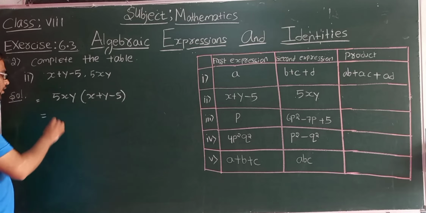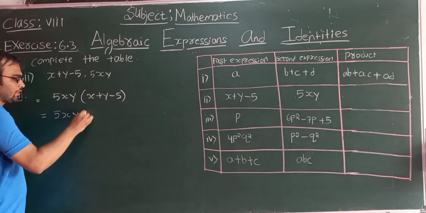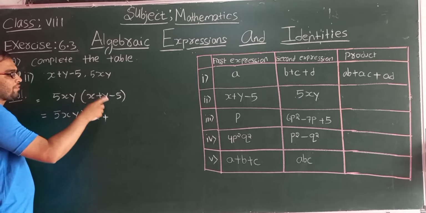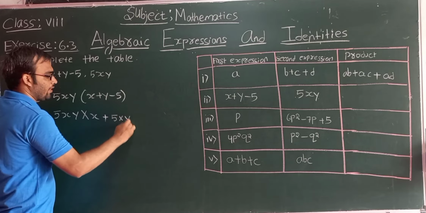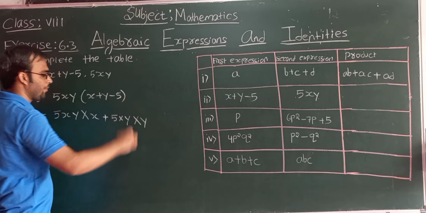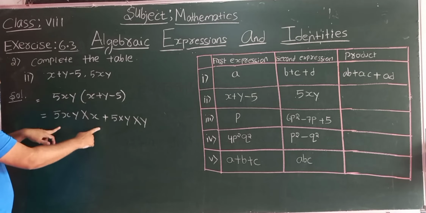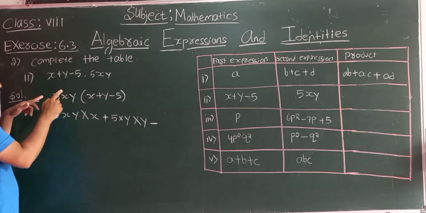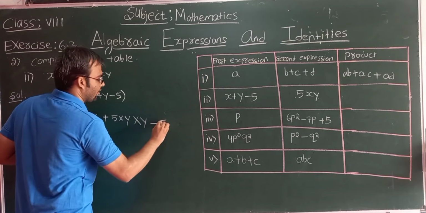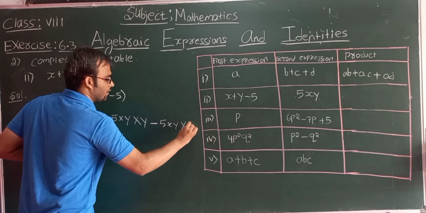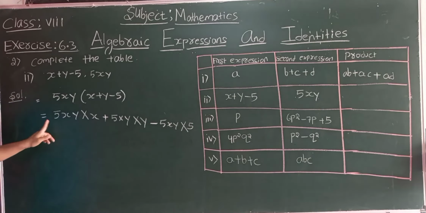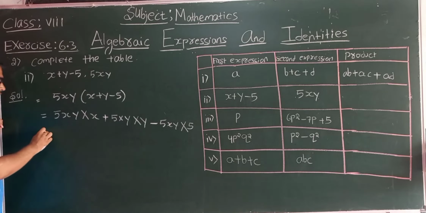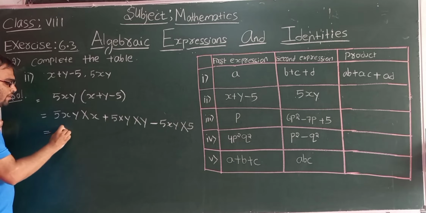with the 5. Okay, so here 5xy into x, so here plus is there, so write plus 5xy into y. Okay, 5xy into x, 5xy into y. Next here minus is there, so write minus. Next 5xy with the 5. Okay, so here 5xy into x plus 5xy into y minus 5xy into 5.